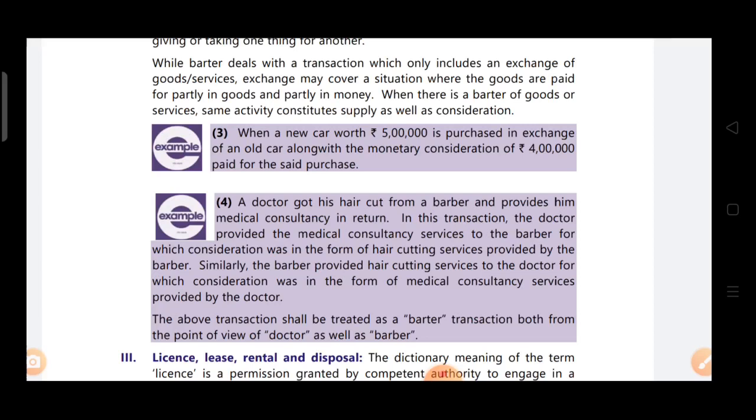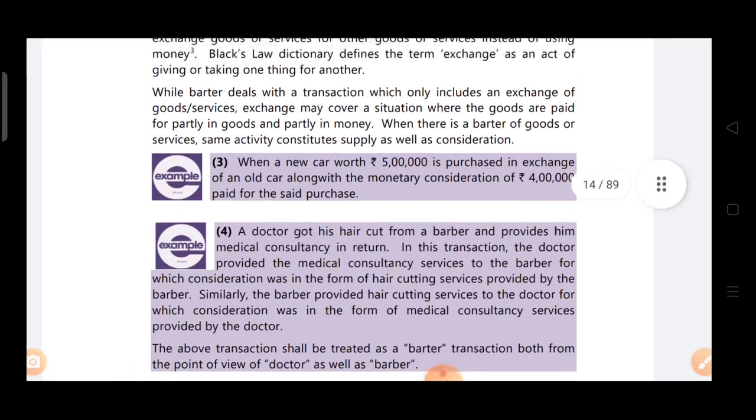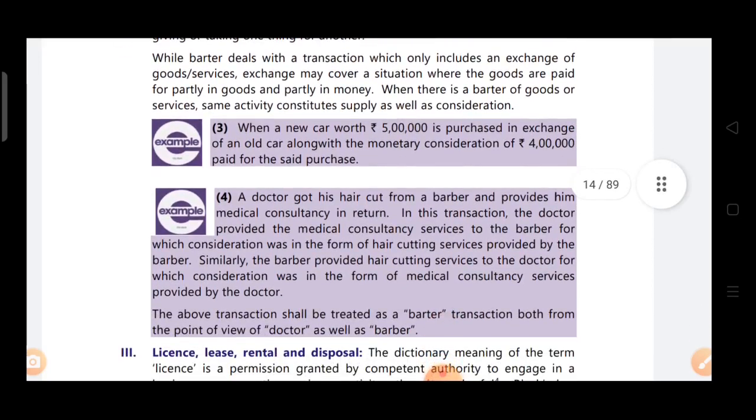In barter, goods or services are exchanged. Means there is no money element. Means when there is a barter of goods or services, the same activity constitutes supply as well as consideration. Let's understand this more clearly with the help of an example.